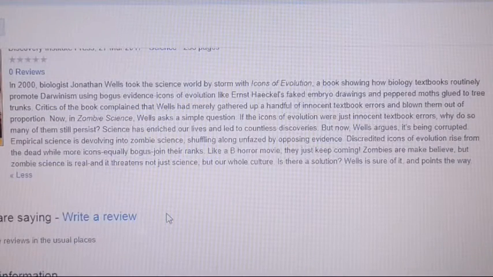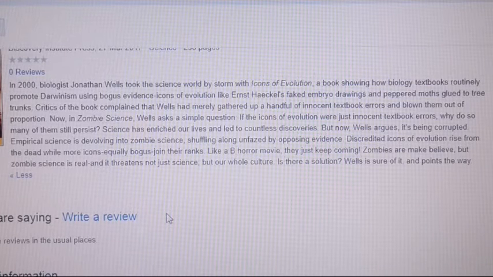So the description reads, in 2000, biologist Jonathan Wells took the science world by storm with Icons of Evolution, a book showing how biology textbooks routinely promote Darwinism using bogus evidence, icons of evolution like Ernst Haeckel's faked embryo drawings and peppered moths glued to tree trunks. Critics of the book complained that Wells had merely gathered up a handful of innocent textbook errors and blown them out of proportion. Now in Zombie Science, Wells asks a simple question. If the icons of evolution were just innocent textbook errors, why do so many of them still persist?